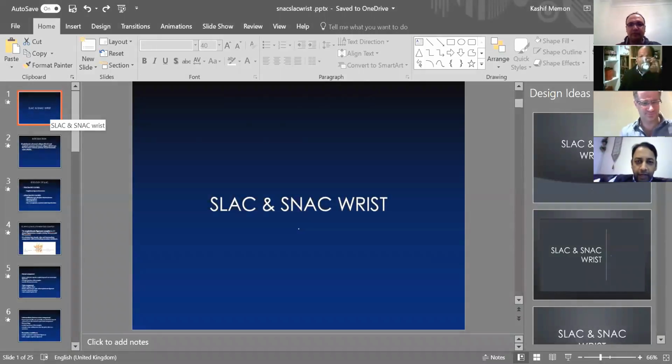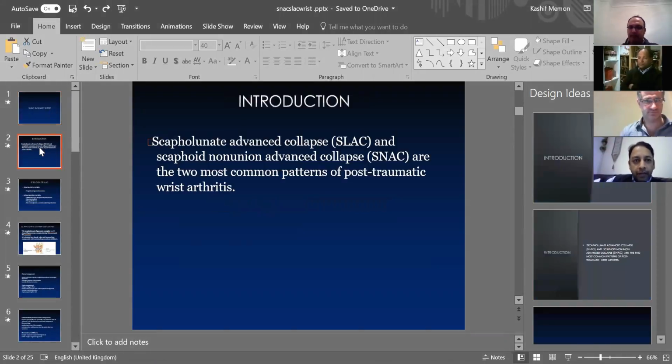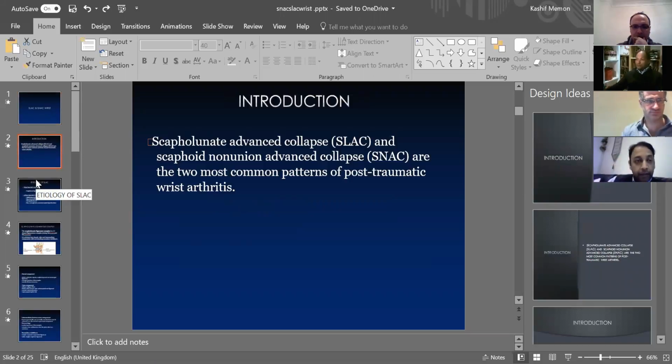Okay. Just to give you a slight overview of the SLAC and SNAC wrist, because it's quite an extensive topic, and then if you have any questions, we can explain further. SLAC and SNAC are the two most common post-traumatic wrist arthritis conditions, which we see in most of the hand surgery units.